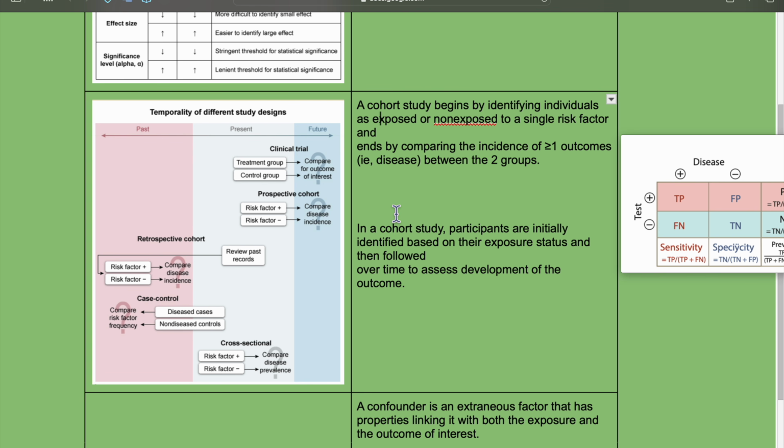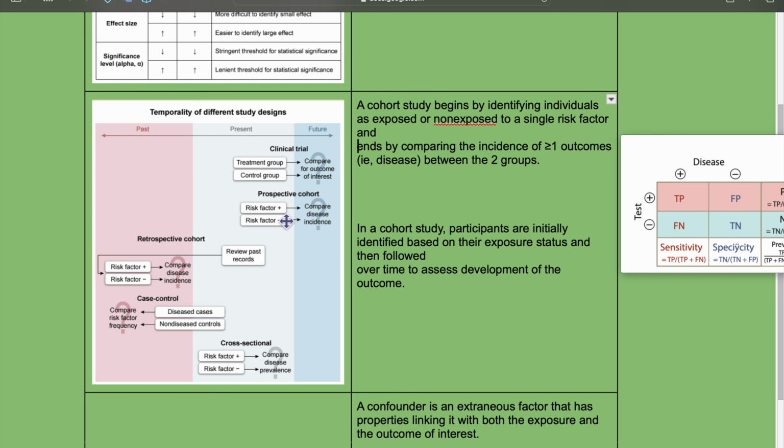How do I approach this? Okay, let's read this first. A cohort study begins by identifying individuals as exposed or non-exposed to a single risk factor, and ends by comparing the incidence of one or more outcomes, that is disease, between the 2 groups. In a cohort study, participants are initially identified based on their exposure status and then followed over time to assess development of the outcome.